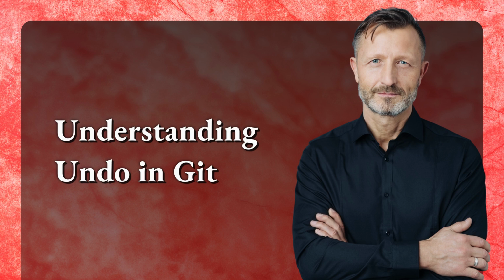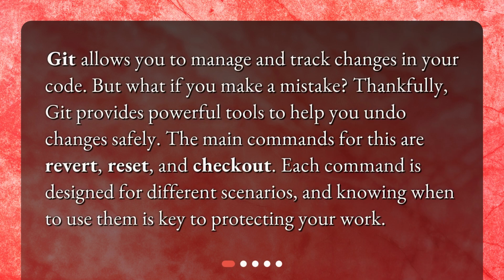Understanding undo in Git. Git allows you to manage and track changes in your code. But what if you make a mistake? Thankfully, Git provides powerful tools to help you undo changes safely. The main commands for this are Revert, Reset, and Checkout. Each command is designed for different scenarios, and knowing when to use them is key to protecting your work.